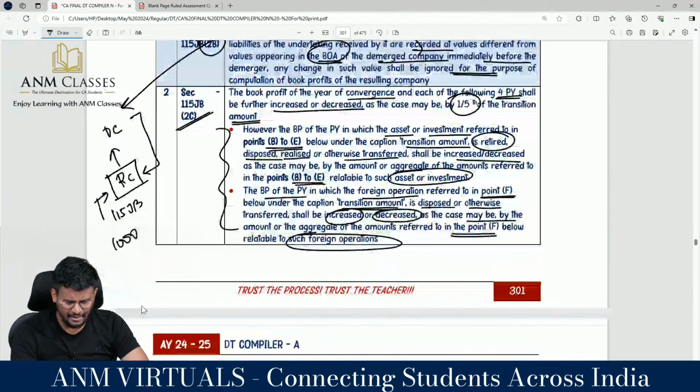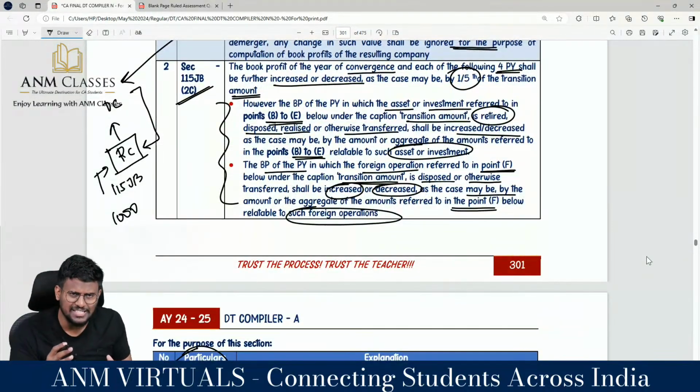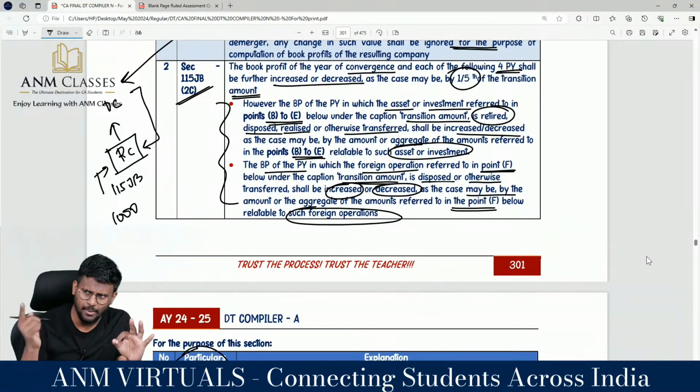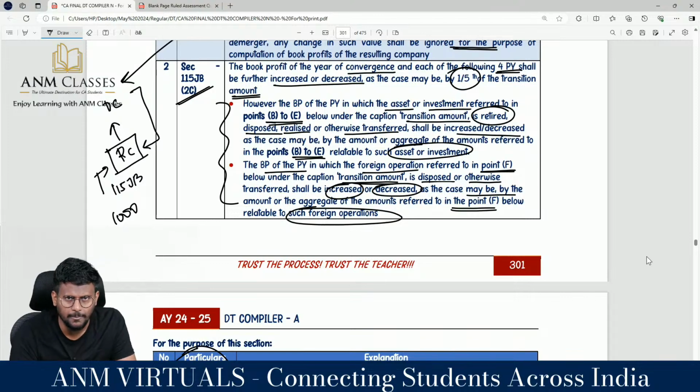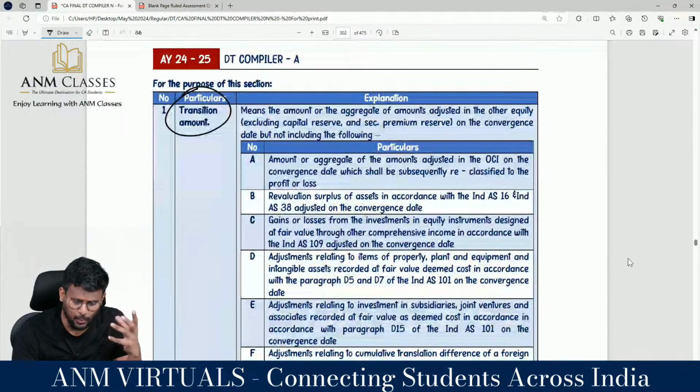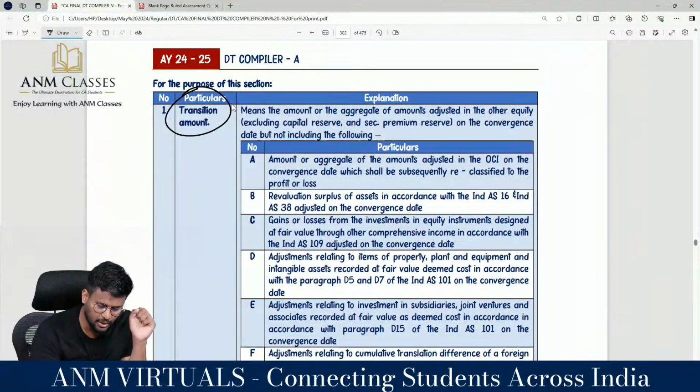They are saying that if you are talking about the transitional amount, 1/5 of the transitional amount should be added back, or 1/5 of the transitional amount should be credited to the P&L account. Correct? So for that transitional amount, how to compute and what are the exceptions? That's what we are going to talk about.